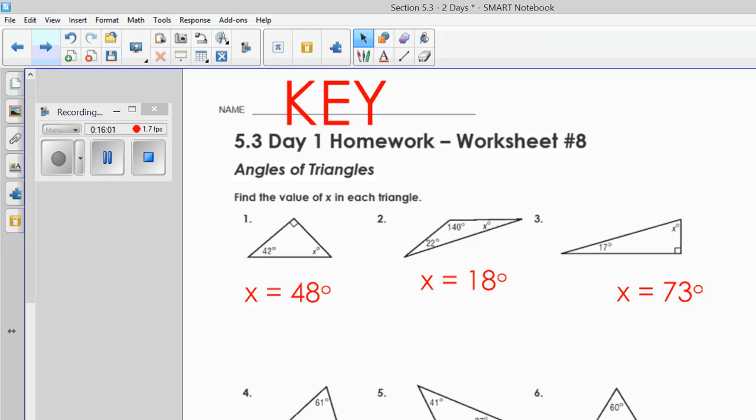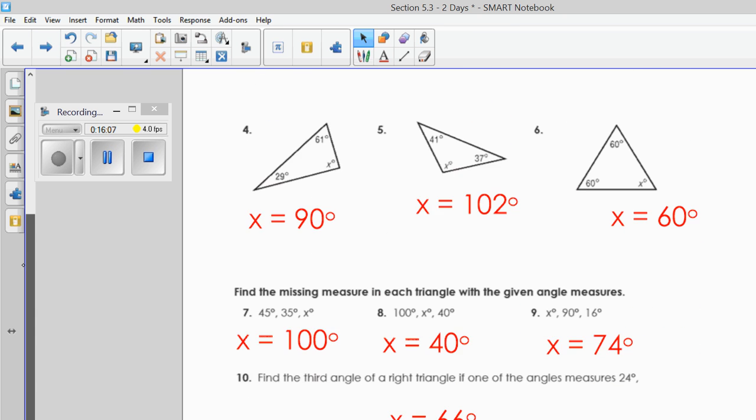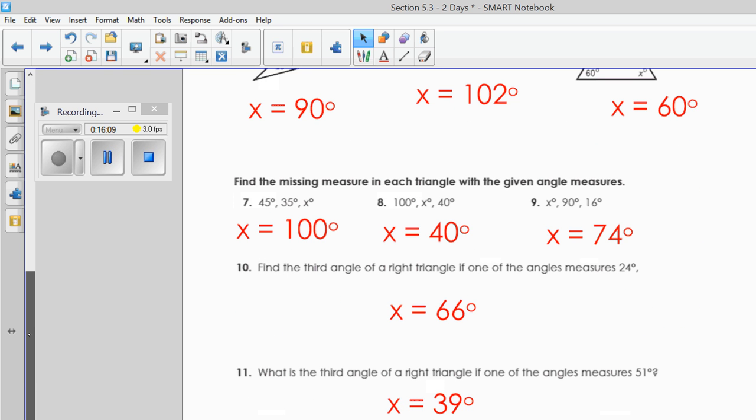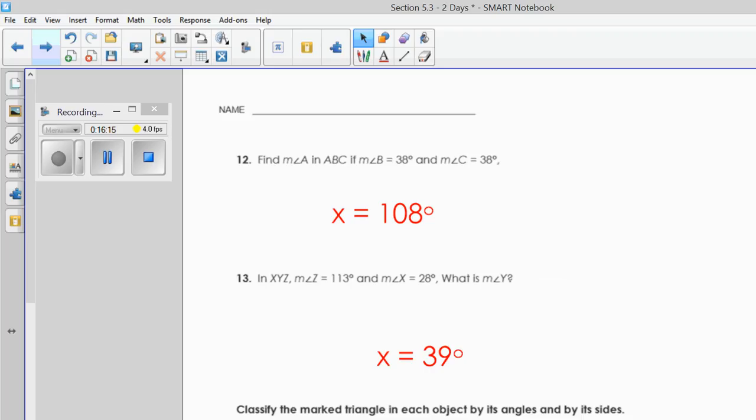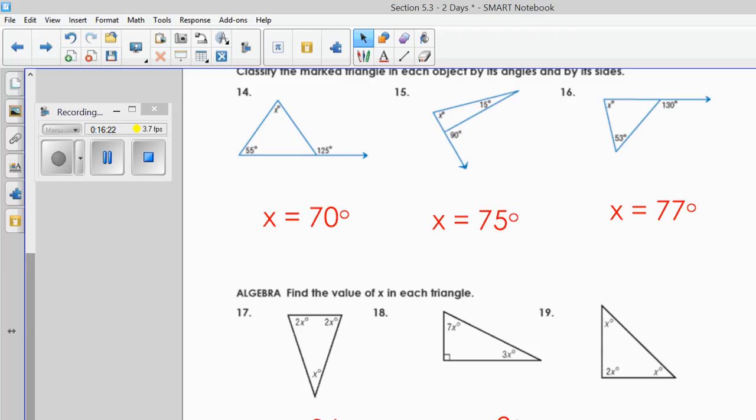All right, here are the answers for 1 through 6. You can always pause the video. I'm going to scroll down. You can check the rest of these here. Notice no work is shown. In order to get credit tomorrow, you need to have your work. And then on the back side, there's 12 and 13, and then 14 through 19.